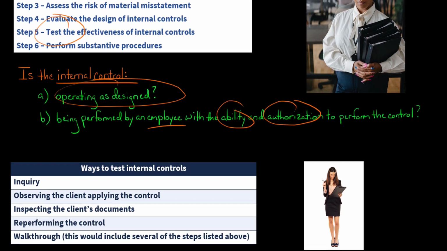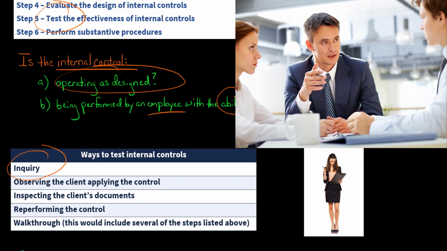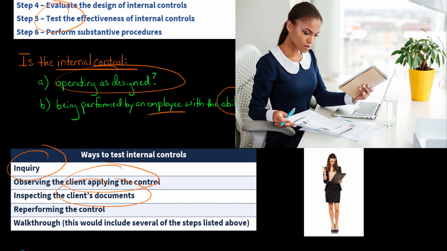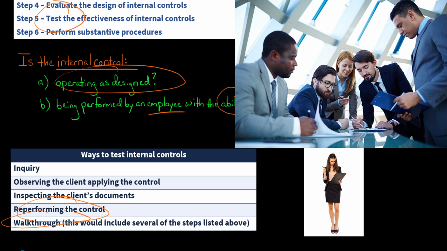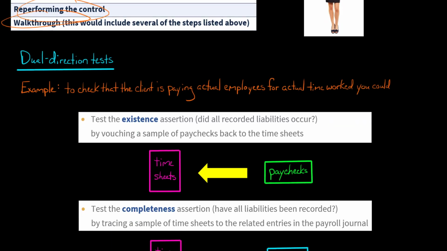Now, there are several different ways to test internal controls. We can inquire among client personnel, asking them questions. We can observe the client actually applying the control, just watching them do it. We can inspect the client's documents, for example, looking for things like signatures on timesheets. We could reperform the control ourselves, and we can conduct a walkthrough, which would involve several of these steps. Now, whenever possible, we want to do dual direction tests.